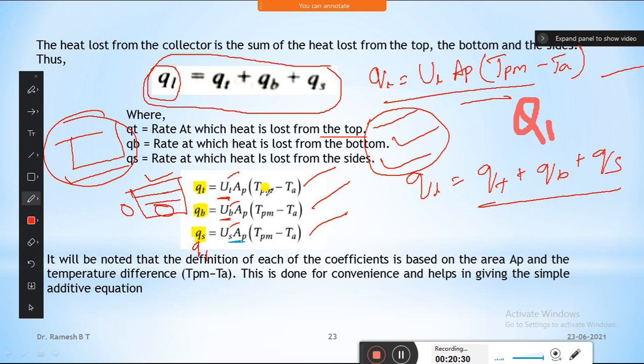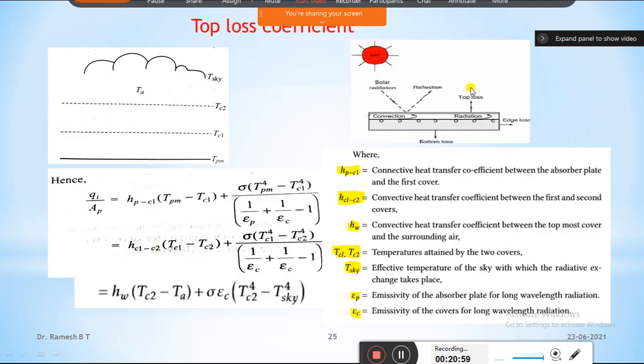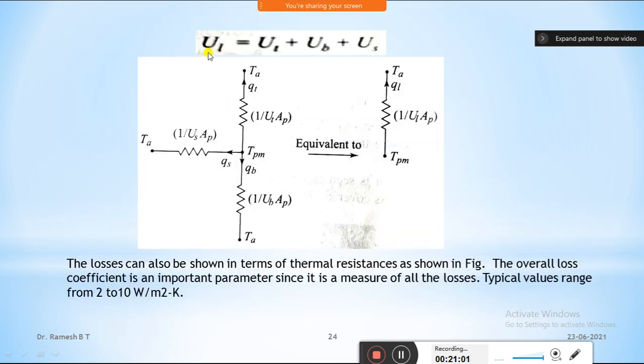And the loss can also be pictured in terms of a thermal resistance, which is shown in this. And the overall loss coefficient is an important parameter, since this measures all the losses Q: top, bottom as well as side, and this value can range from 2 to 10 watt per meter square Kelvin. Yes, this is a U.